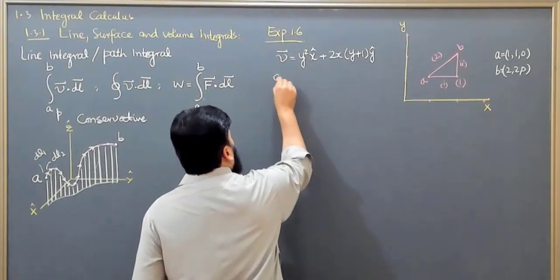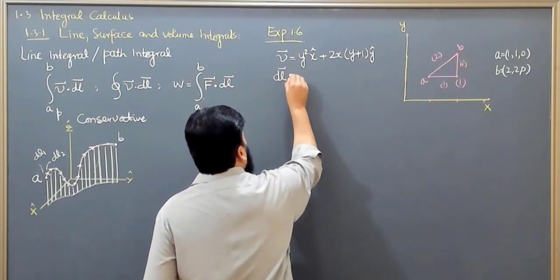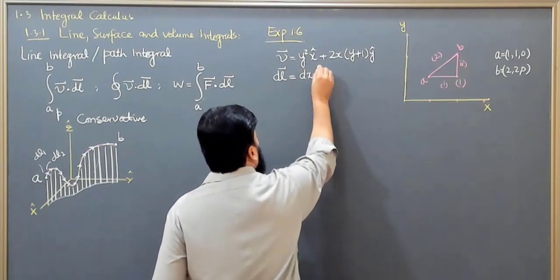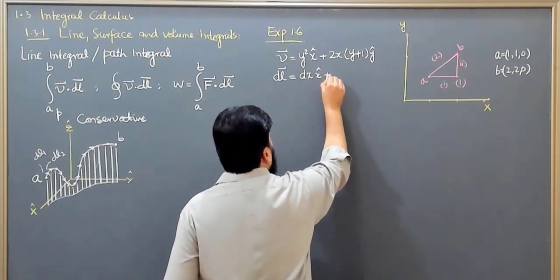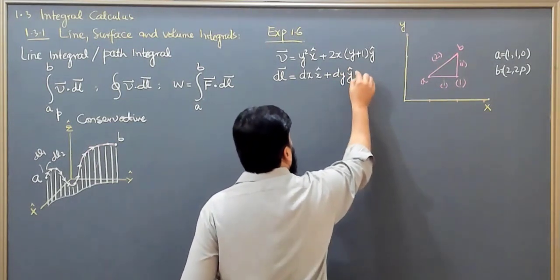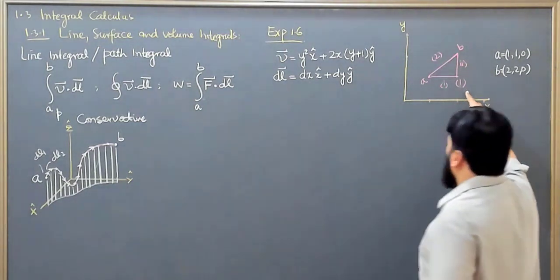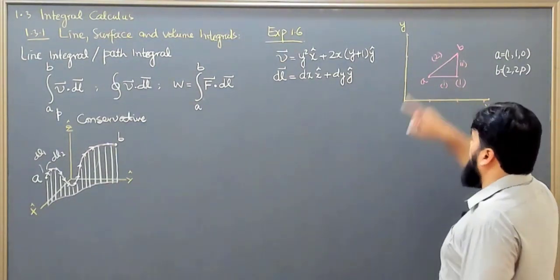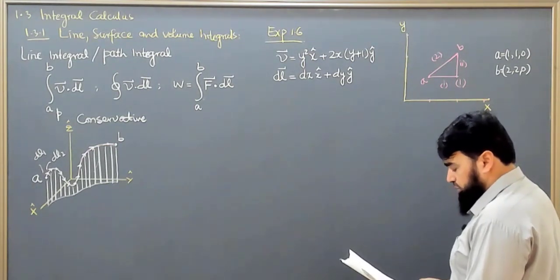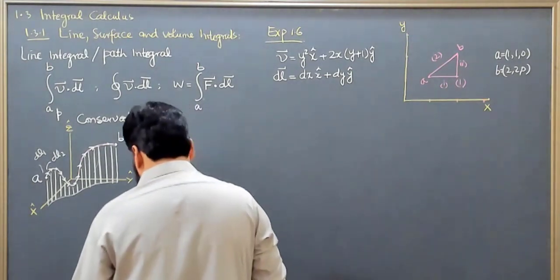So note, what about dl? dl is a length element, usually in 3 dimensions. We have it as dx in the x unit vector plus dy in the y unit vector plus dz in the z unit vector, but here we have planar geometry of the x and y plane, so dz is equal to 0, and we are left with dl, this one.